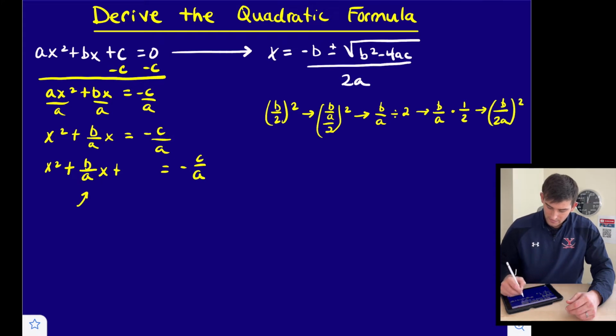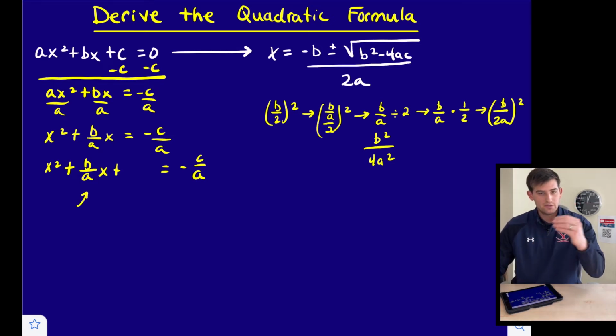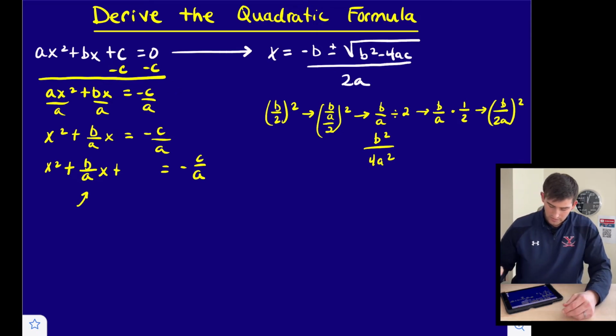So that's going to give us b squared divided by 4a squared, right? So we give the exponent of 2 to the b, we give it to the 2, we give it to the a. So b squared over 4a squared. So that's what I'm going to add right here. b squared over 4a squared. And I'm going to do that to both sides.